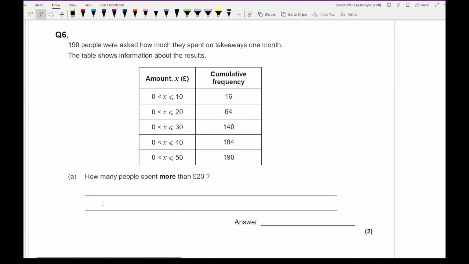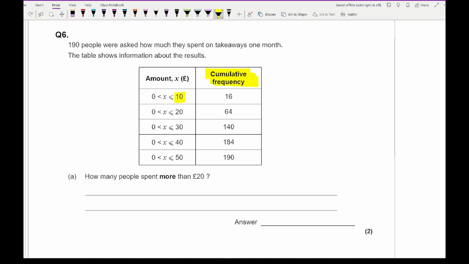Moving on to question 6, it says that 190 people were asked how much they spent on takeaways in 1 month. The table shows the information about the results. How many people spent more than £20? Now for this, it's really important that you recognise that it does say cumulative frequency. So less than 10 was 16, less than 20 was 64, which includes the 16.